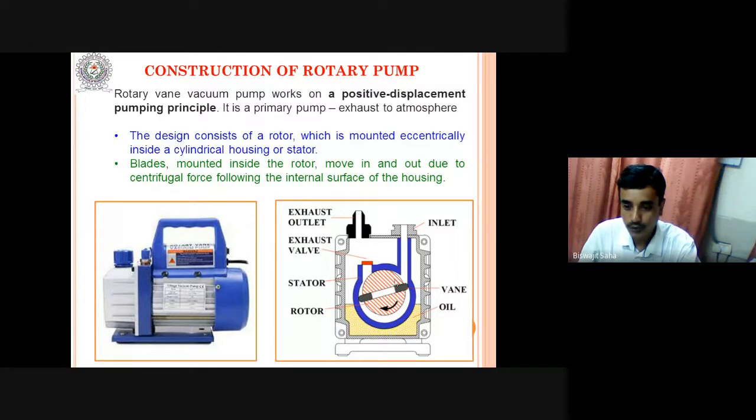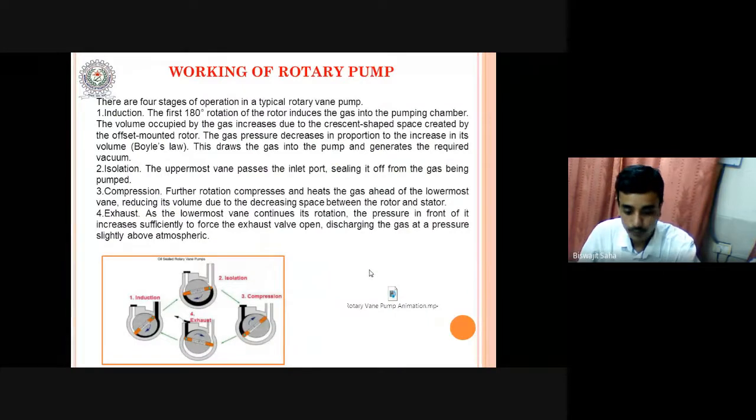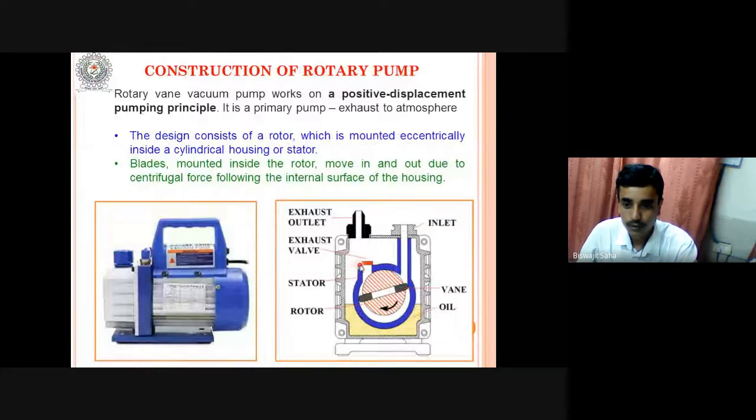And then when it rotates further, what happens? During the rotation, at a certain time, this exhaust pipe part opens. The volume of this white part decreases and the pressure increases, so a high pressure is created in the second part, and this valve opens. This orange color valve opens and the gas gets exhausted to the outside. This is how the rotary pump works.